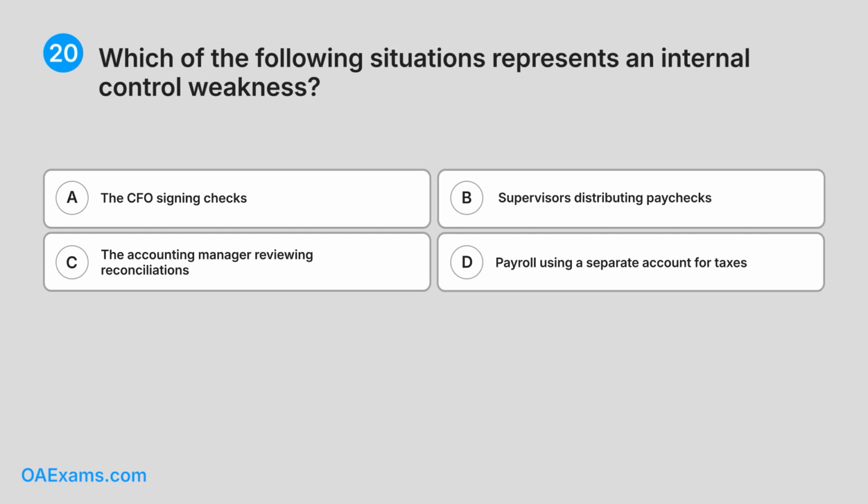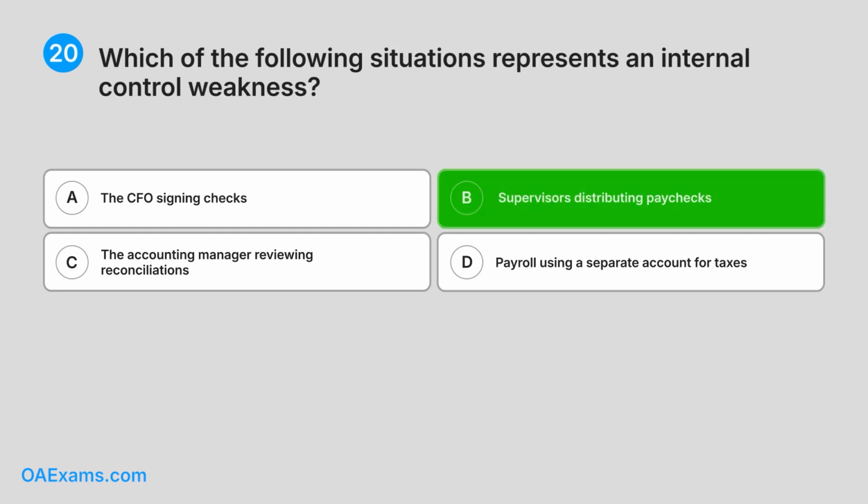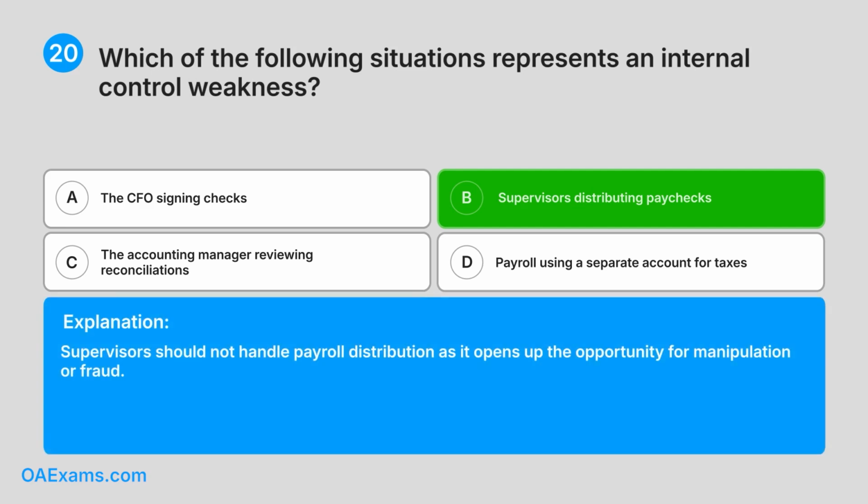Correct answer. B. Supervisors distributing paychecks. Explanation. Supervisors should not handle payroll distribution as it opens up the opportunity for manipulation or fraud.